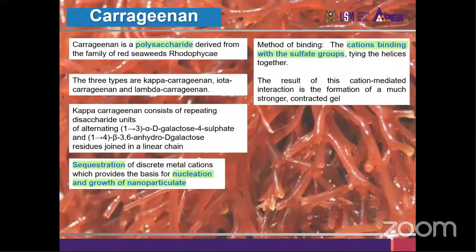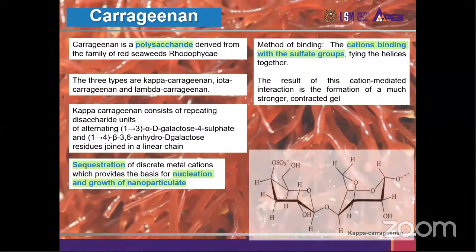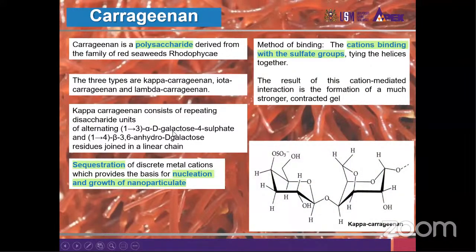First we go for carrageenan. This is the red seaweed. It's a polysaccharide derived from the family of red seaweeds. There are lots of types: one is kappa, iota, and also lambda. But usually, for templating purposes, we always use kappa carrageenan because it consists of repeating disaccharide units of alternating alpha-D-galactose as well as beta-anhydro-D-galactose residues that join in a linear chain.